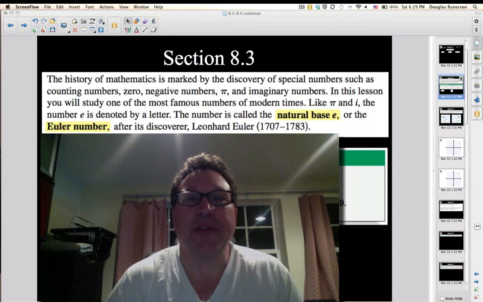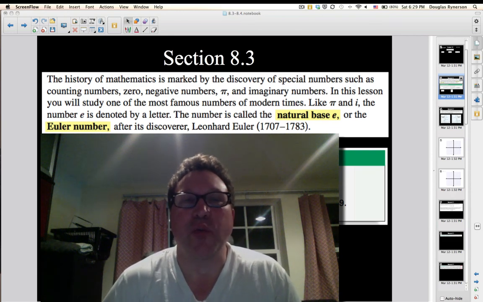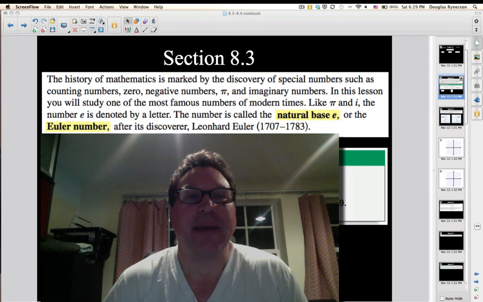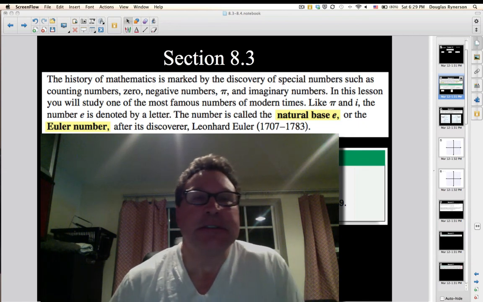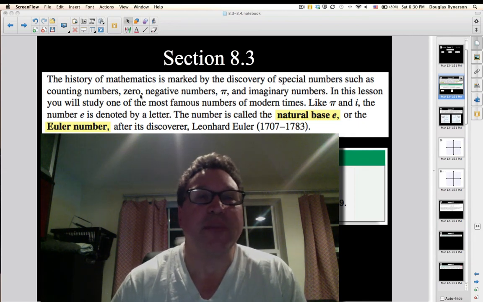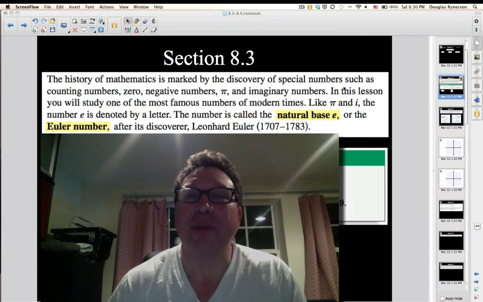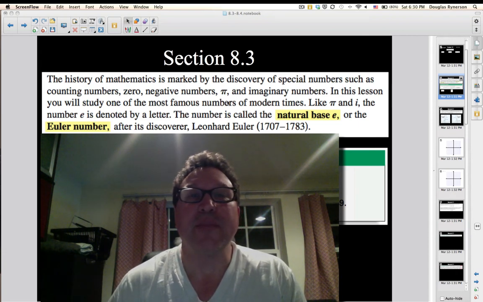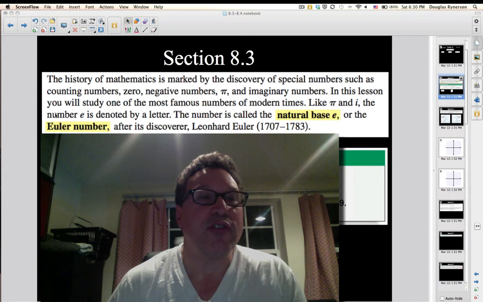In section 8.3, we are going to start working with a new irrational number, one of the special numbers used in mathematics. And you'll see that your textbook notes that the history of mathematics is marked by the discovery of special numbers, such as counting numbers, zero, negative numbers, pi, and imaginary numbers. And similar to pi and i, this is the number e.